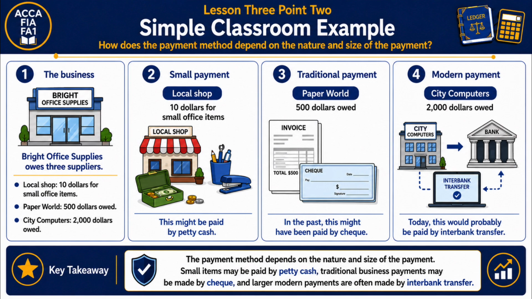Why this lesson matters. This lesson matters because accountants must understand how supplier payments are made. When a payment is recorded in the accounting system, the accountant must know what document or evidence supports it. For cash, there may be a petty cash voucher or receipt. For check, there may be a check number and payment record. For interbank transfer, there may be a bank confirmation or electronic payment reference.